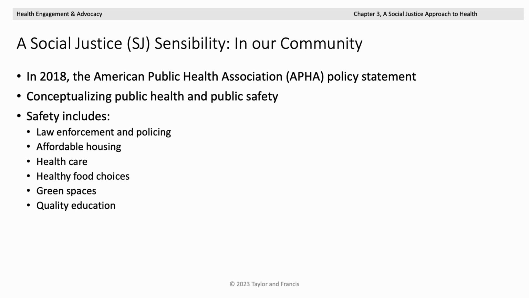How does this all matter to a social justice approach to health? Because it reframes what counts as a health intervention. If safety includes housing and green space, then a housing policy or a park budget policy is a health policy. This is the structural lens in action. It moves the conversation from fix the individual to fix the conditions.